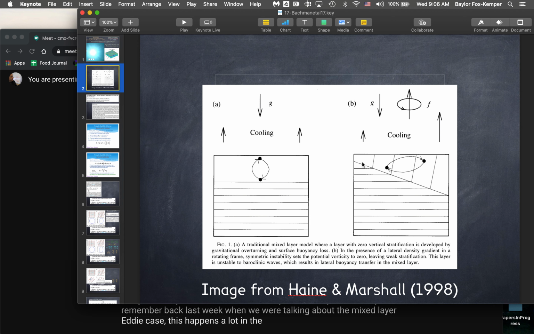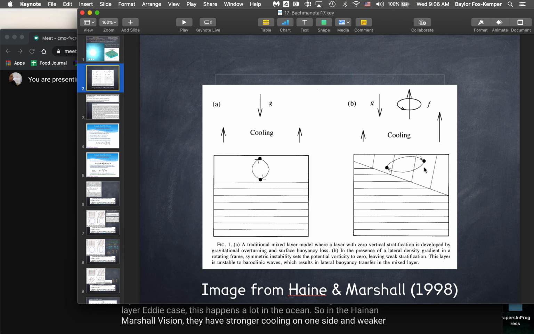So in the Haney and Marshall vision, they have stronger cooling on one side and weaker cooling on the other, and that's what's forcing this temperature gradient. So it's cooling faster on one side than the other, it's deepening faster on one side than the other. Entrainment is different here and there. Also, surface cooling is different here and there. But they're imagining that this is in a rotating frame of reference.